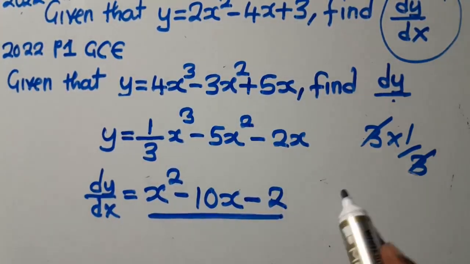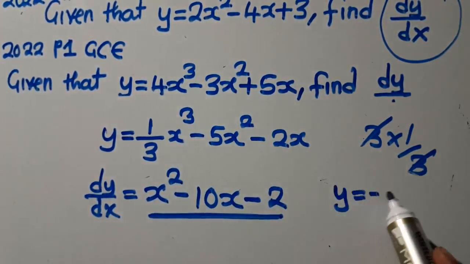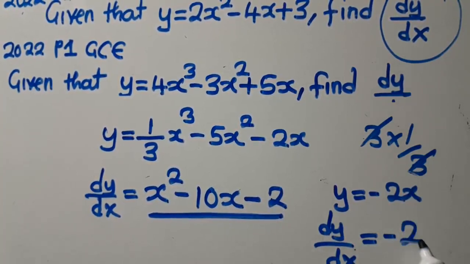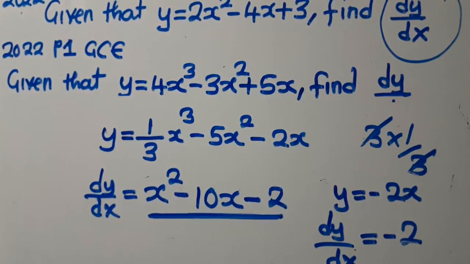If you are told to differentiate negative 2x, y is equal to negative 2x. You are told to differentiate. So dy/dx is just the same as negative 2. This is what you need to do. I believe you are able to follow through. You are able to understand these questions. So this is what you are supposed to do and get.